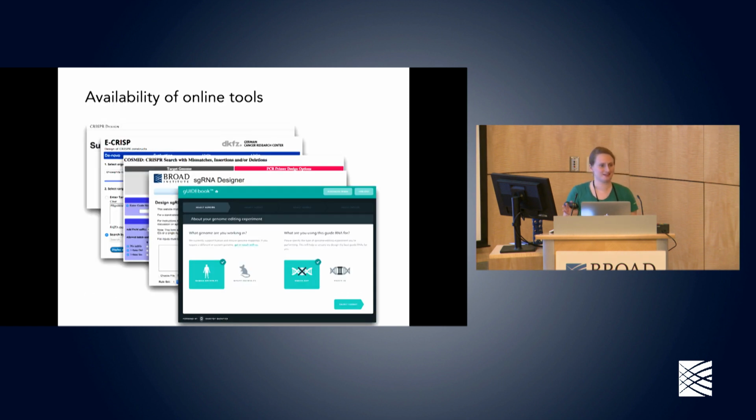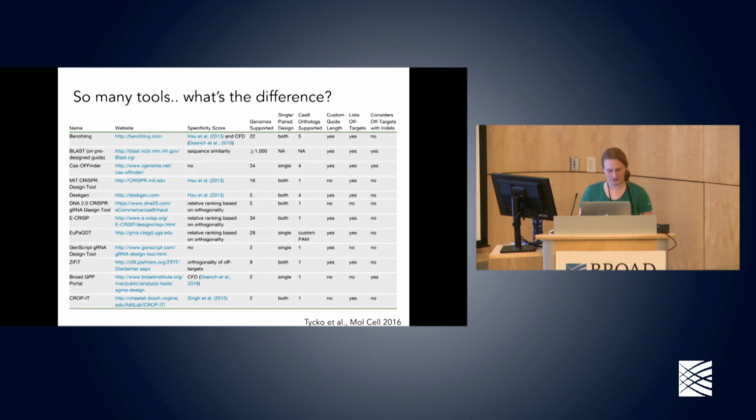There are many online tools that are available to help you select guides. And these are key to use, especially if you're looking for genome-wide off-targets, because genomes are very large, and these tools are very quick and easy to use. Here, with so many tools, one might ask, what's the difference? Why would you use one tool over another tool? And here I reference a nice review by Tycho et al. that goes through some of the differences between some of these different tools.